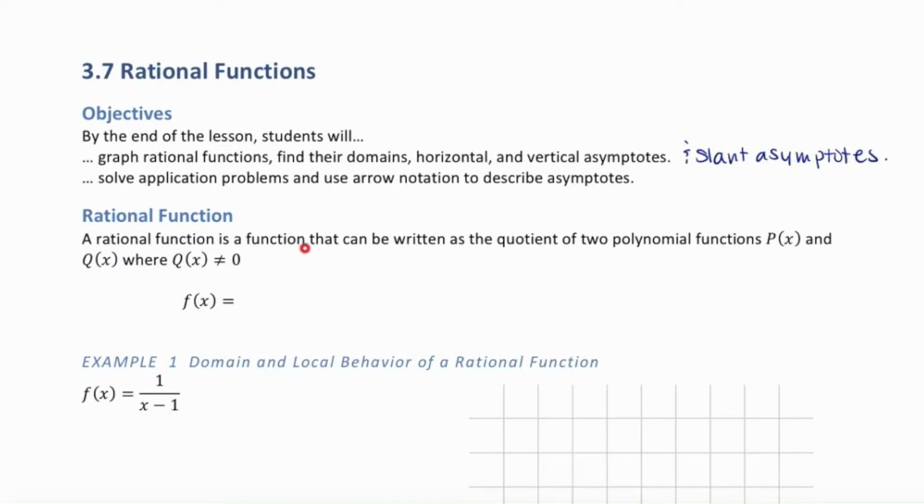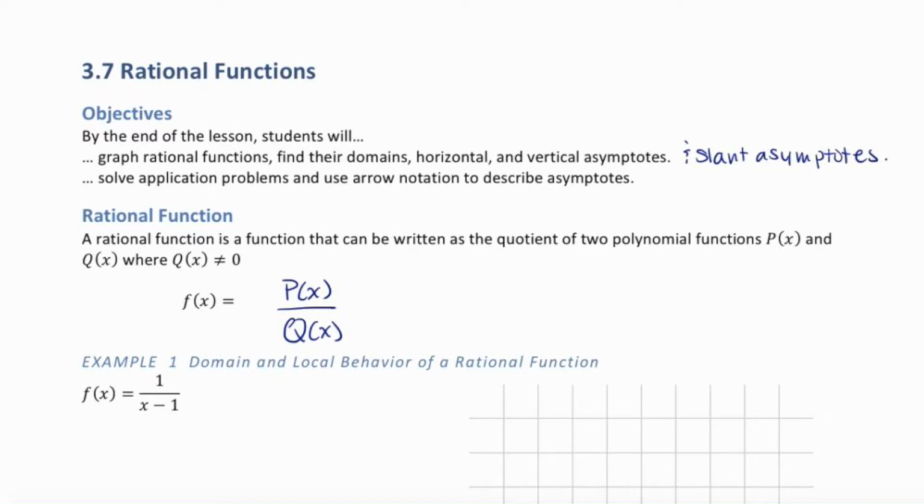A rational function is a function that can be written as the quotient of two polynomials, p of x and q of x, where q of x is not equal to 0. And this function looks something like this. P of x is in the numerator, q of x is in the denominator.